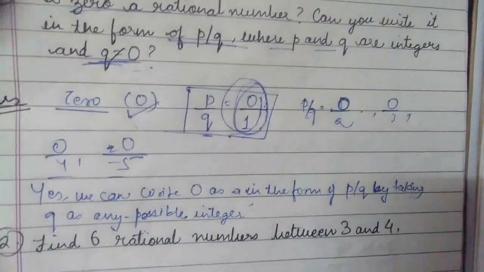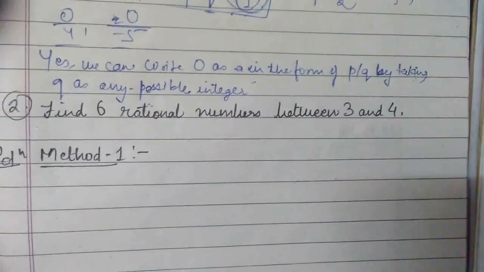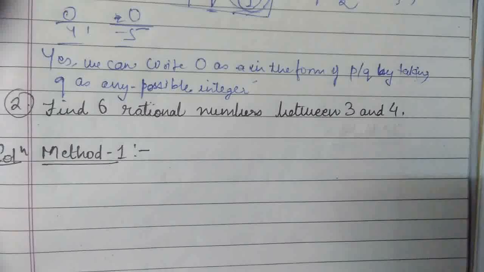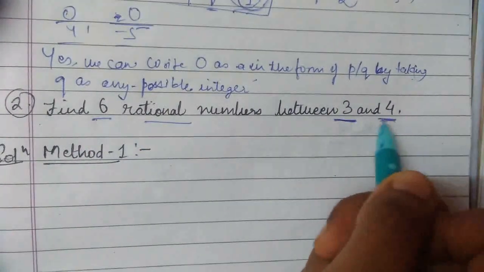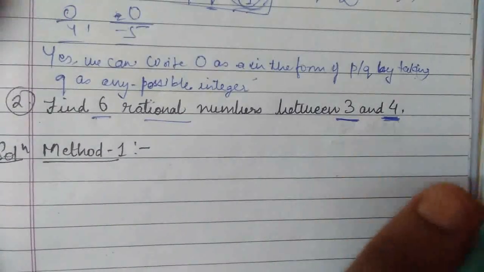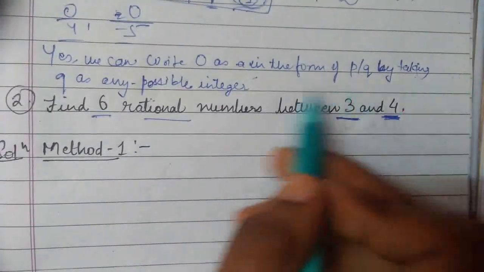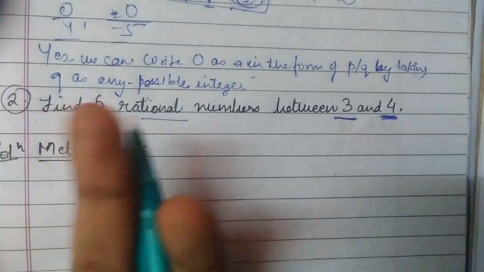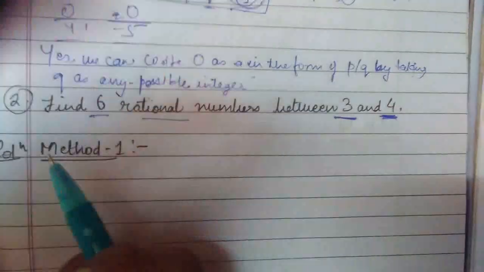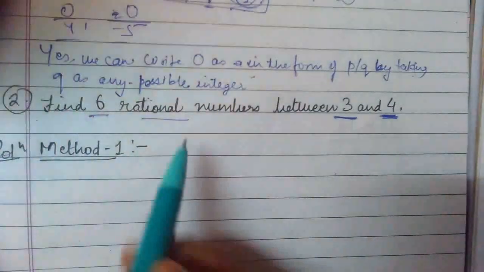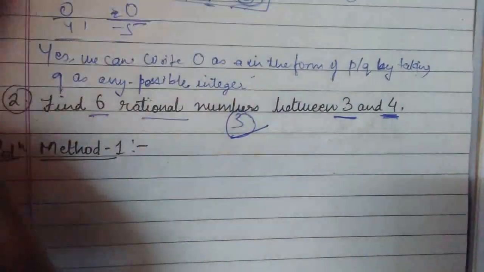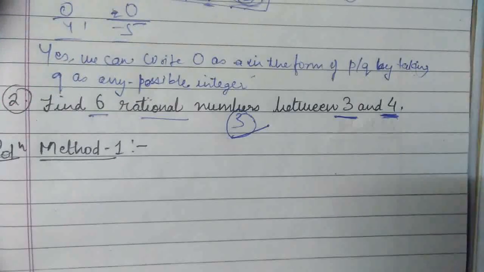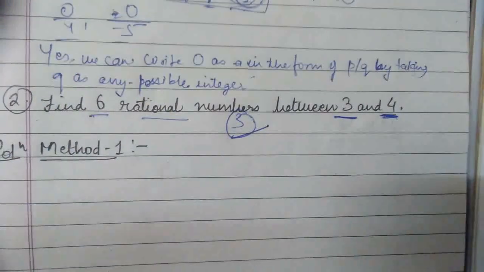Now we are going to deal with question number 2, where I have to find 6 rational numbers between 3 and 4. I already have made a video on how to find rational numbers between any 2 possible rational numbers. I told you total 3 ways in which you could do the same. So here also we are going to solve this question in all the 3 ways.